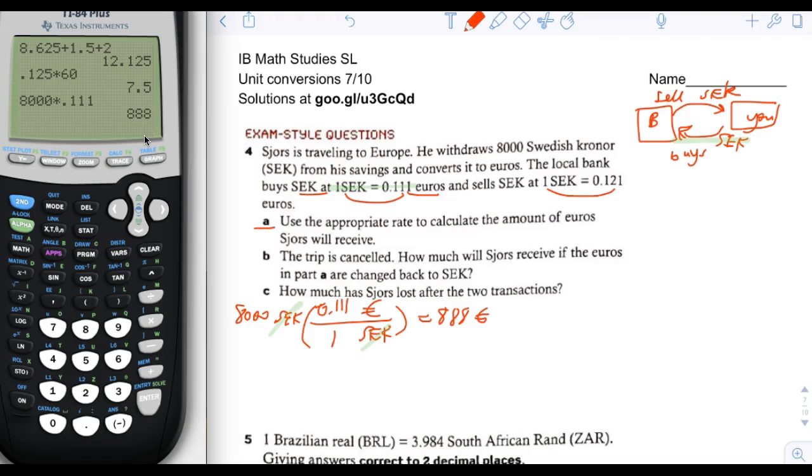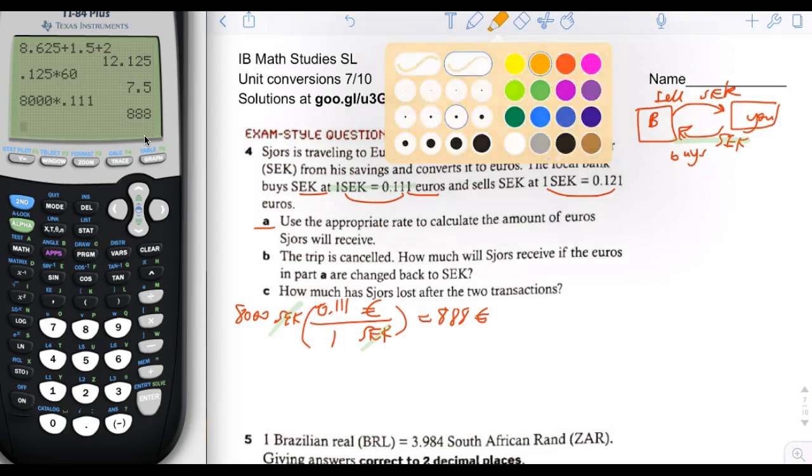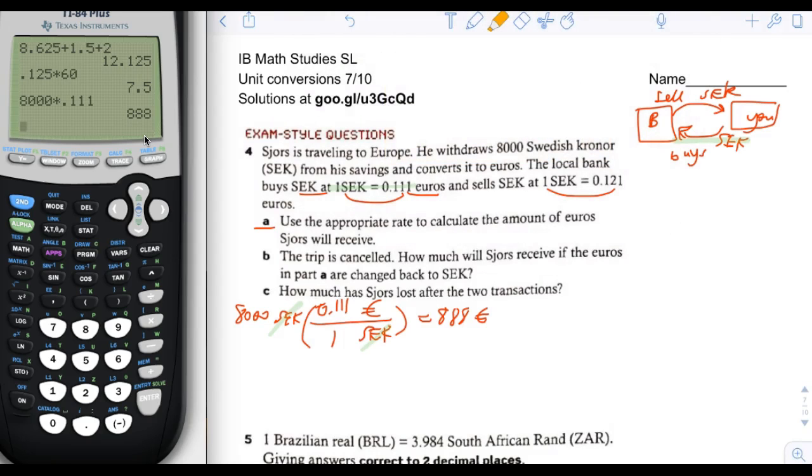What about part B? The trip is canceled. How much will Sjors receive if the euros in part A are changed back to kroners? So now, what is he doing? Well, this time he's changing back to kroners, so that means it's this transaction where the Swedish kroners are coming back to you, or coming back to Sjors. So that would be a sell. So sell is this rate here. So now we're going to use that orange domino instead.